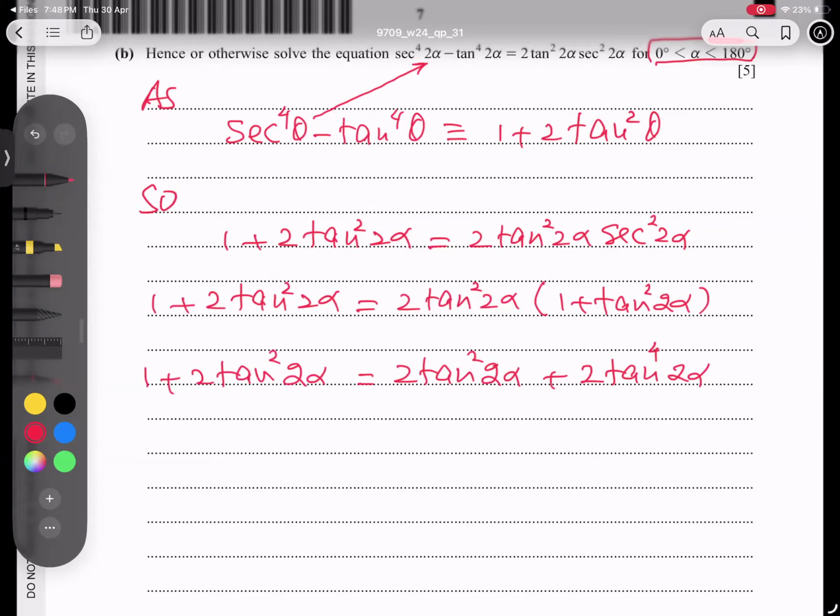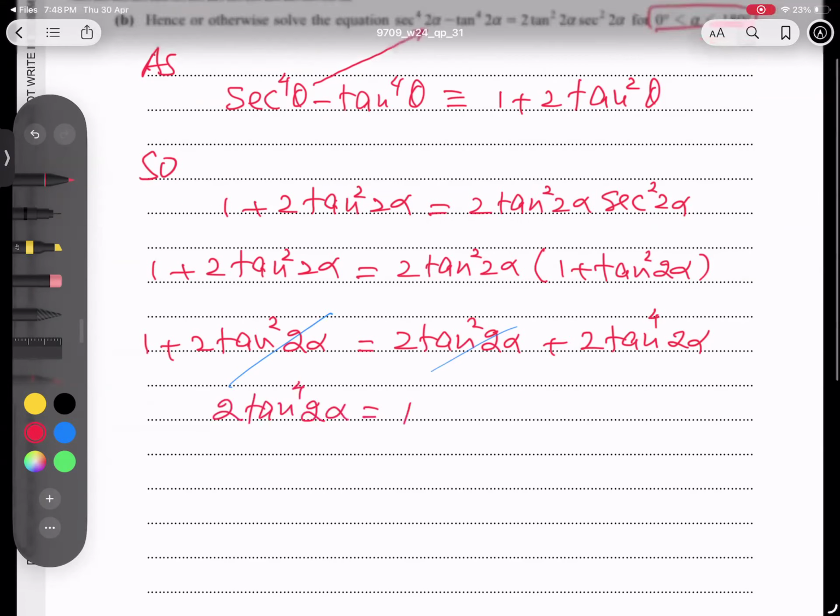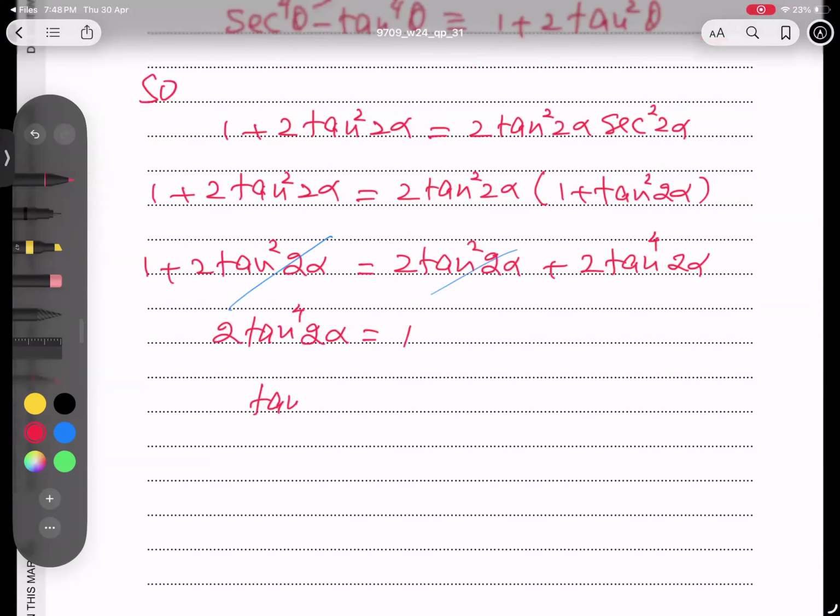And let me check. Yes, I think I can see clearly. This is a total match. This is a total match. It can be cancelled automatically like that. And I'm getting here 2 tan 4 double alpha is equal to 1. I can say tan 4 double alpha is equal to half.